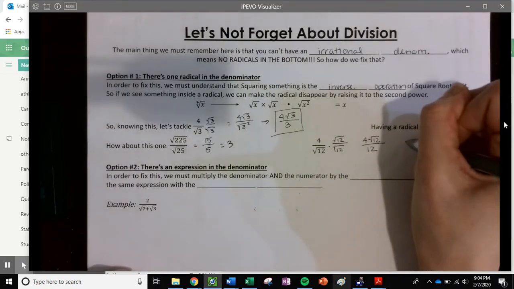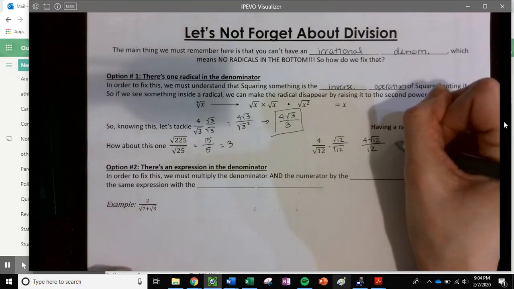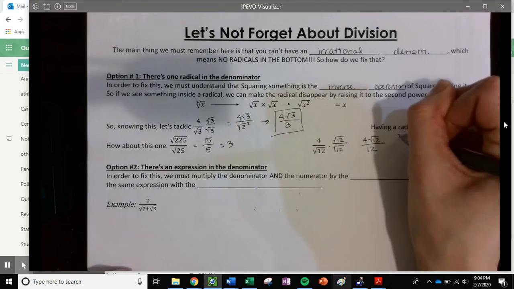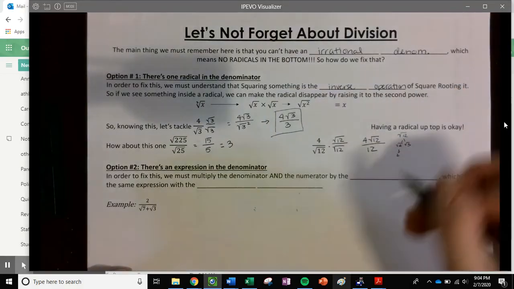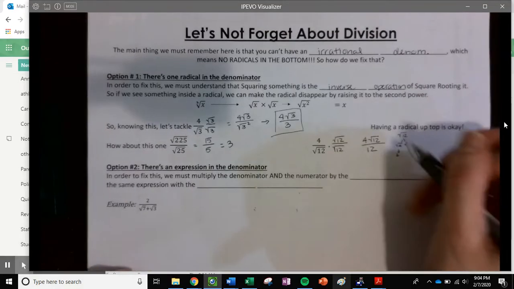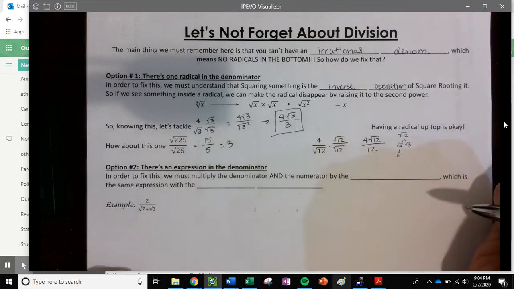We simplify the square root of 12 to 2 square root 3, right? Square root of 12 is the square root of 4 times the square root of 3. This is 2. So we have 2 outside and 3 inside. Well, what happens when we already have a number waiting for us outside?